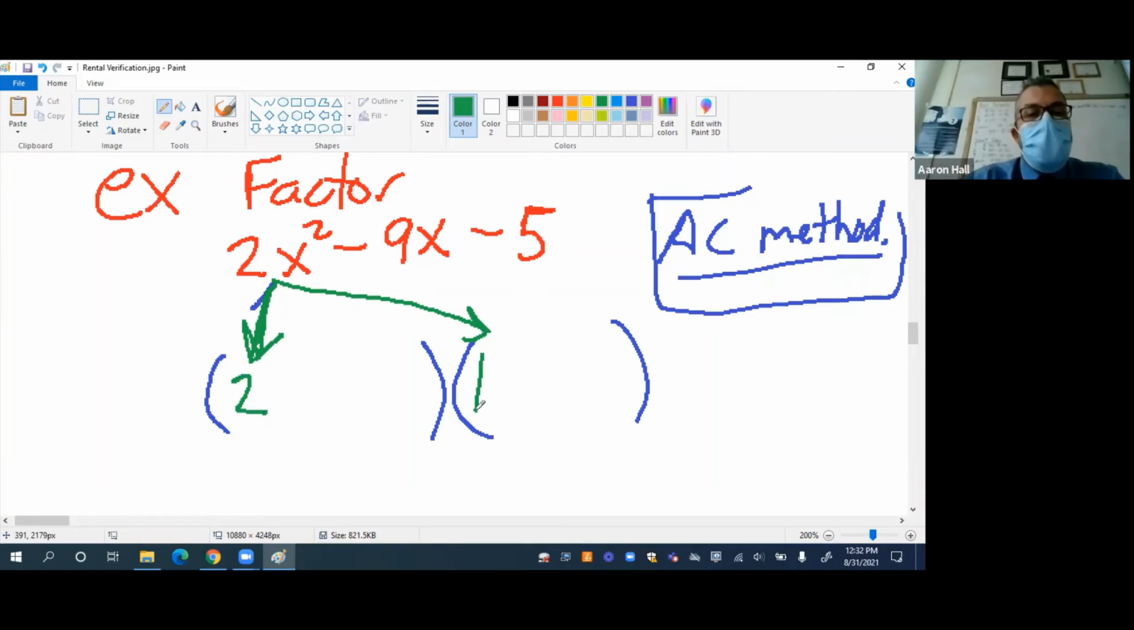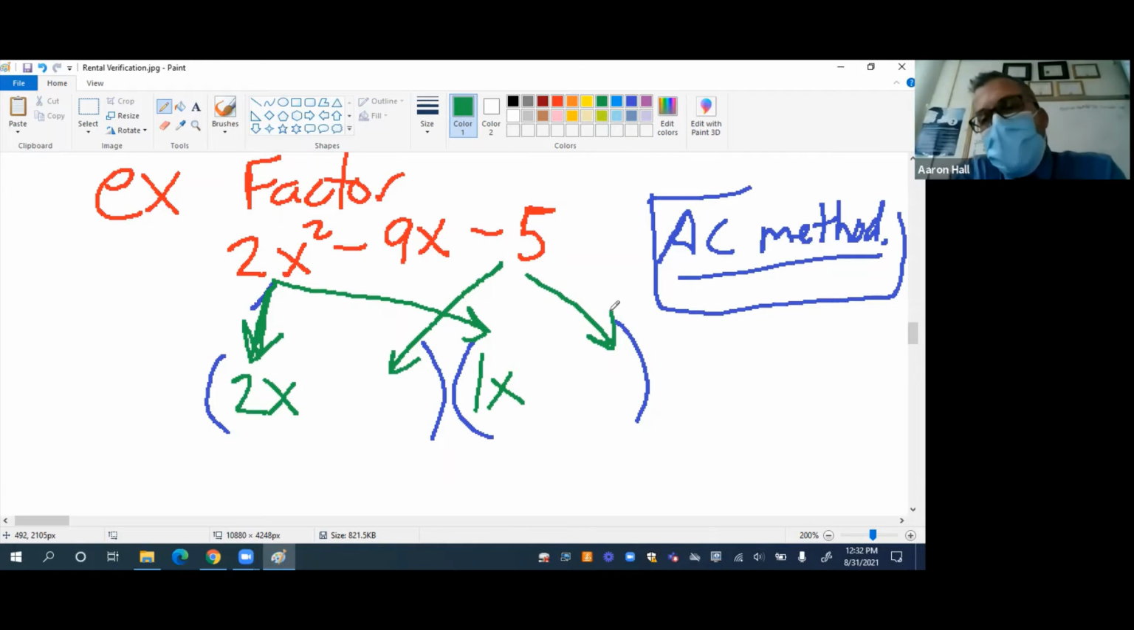Yeah. And so this is going to be x here and x here, right? Or I could have 1x on one side and 2x on the other, right? There's not a lot of choices there. Now I'm going to do the same thing with the -5. There's not a lot of choices here, where we're dealing with integers, not fractions.